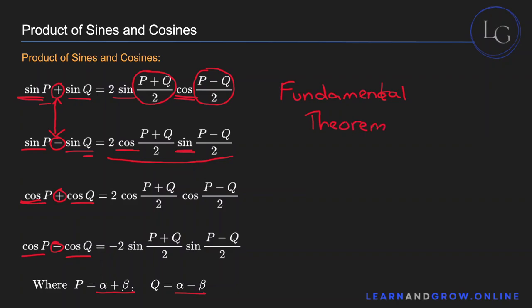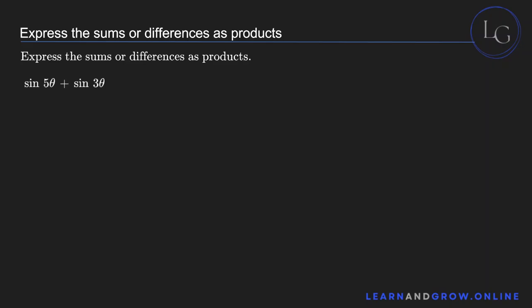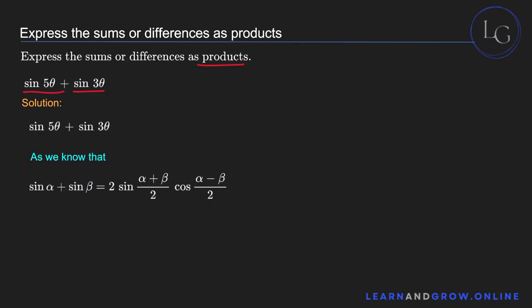right? So yeah, here's a question. It says sine 5 theta plus sine 3 theta. We need to express this sum as products. Okay, so we have already been given this, right? Sine alpha plus sine beta is equal to 2 sine alpha plus beta by 2 into cos alpha minus beta by 2, right? This was in the previous slide.